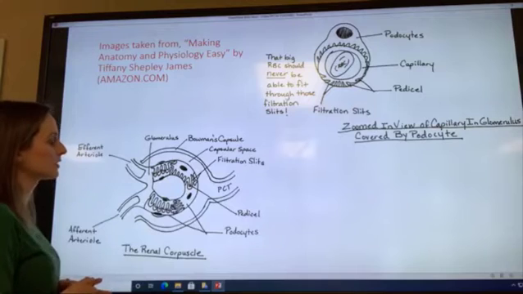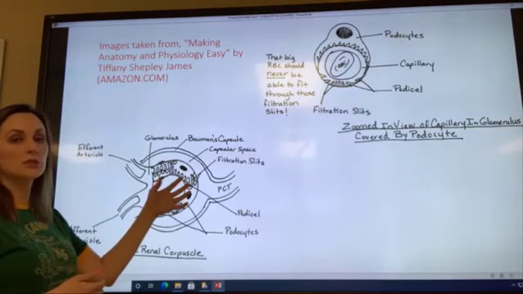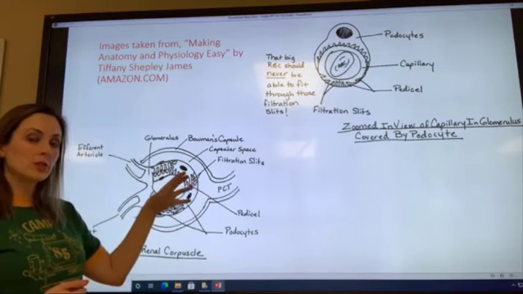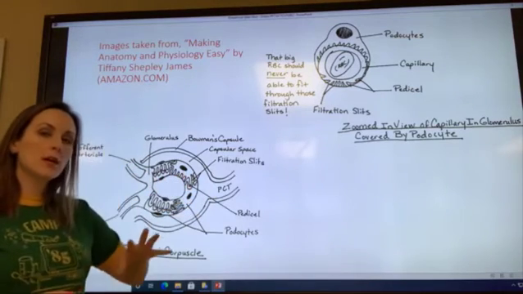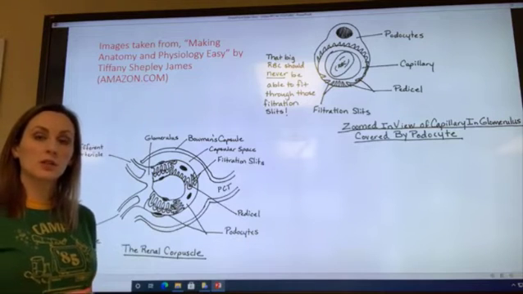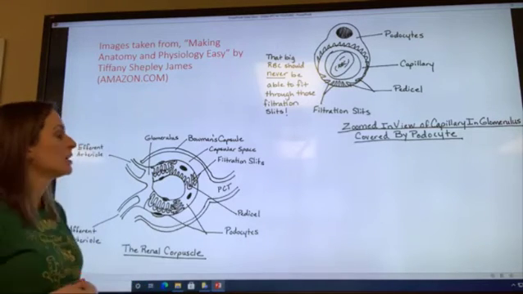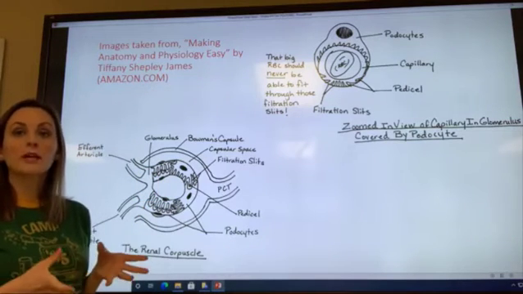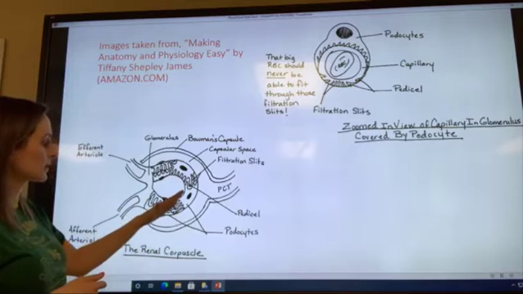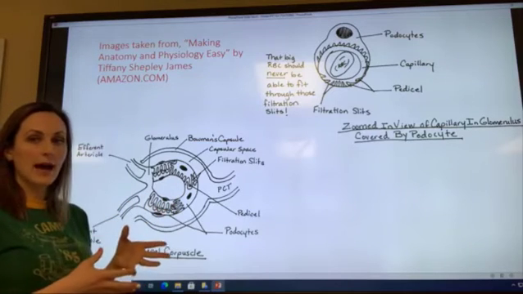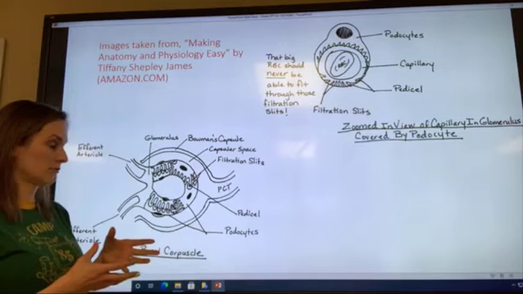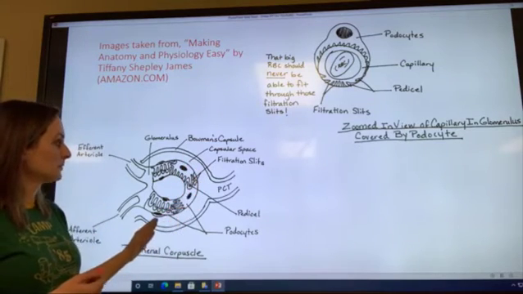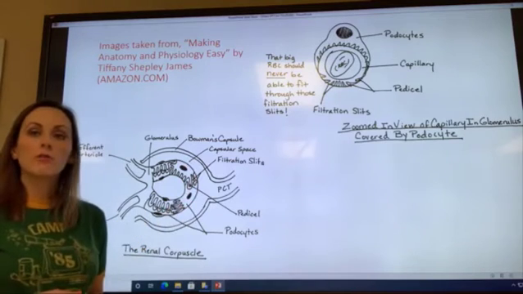The filtration slits are where we will be able to squeeze out a plasma-like solution from the blood, but avoid putting into that plasma-like solution things like red blood cells. So think of it a bit like filter paper or a strainer for the blood. The blood can come in and we can squeeze out plasma solution from the blood into this Bowman's capsule, and that is what we call filtrate.